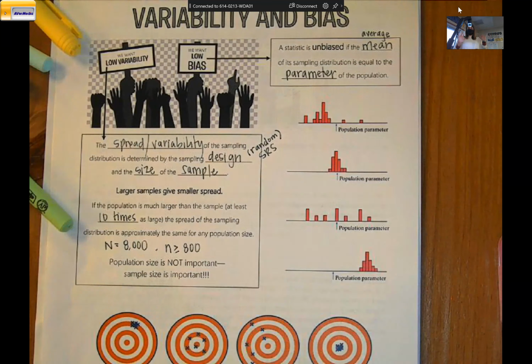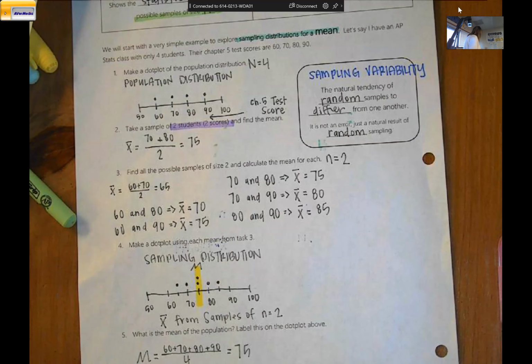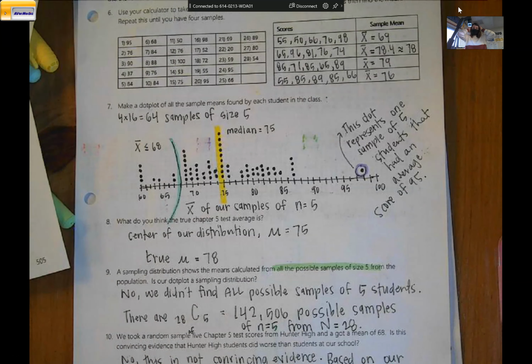Here we go. Let's look at our test. Let's go back to our test data, the longer one. It's on the back of this, is that true? No, it's not. It's page 503. I don't know where my page 503 is. Right here. Okay, this is what we're looking at. Are you ready?